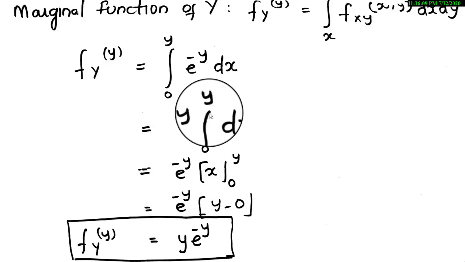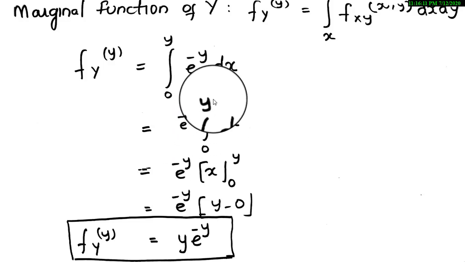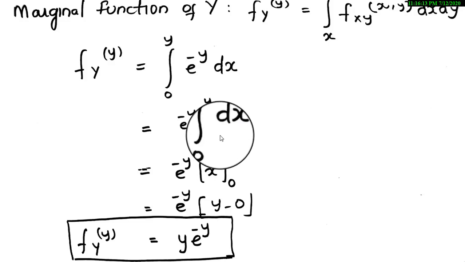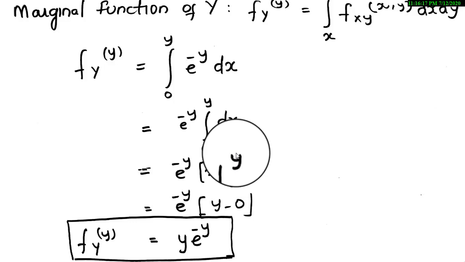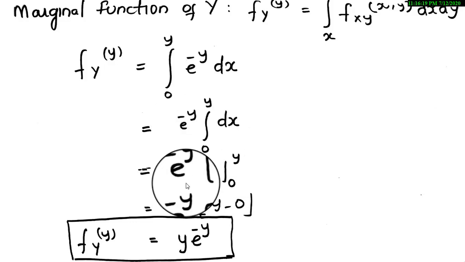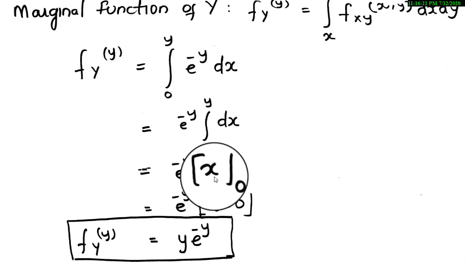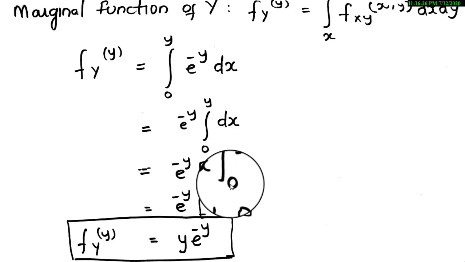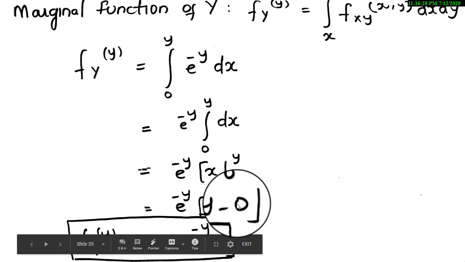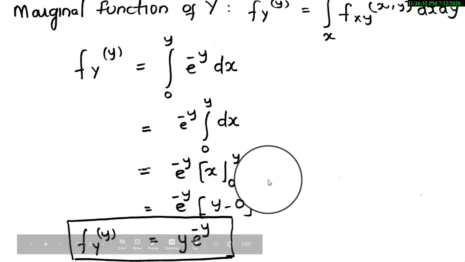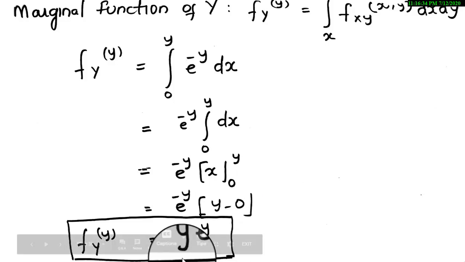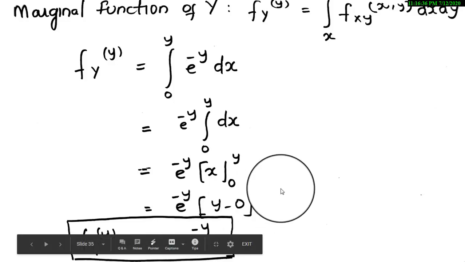So what is the equation now? Integration 0 to y dx. Okay, now if I do the integration of dx, what will I get? x over the limit 0 to y, and e power minus y is anyway as it is. Now when I substitute the upper limit and lower limit, I'll be getting e power minus y into y minus 0. So what is my function? f of y is y e power minus y.